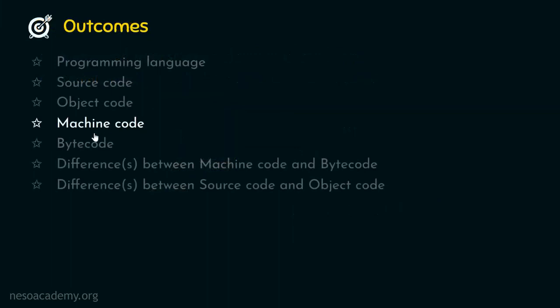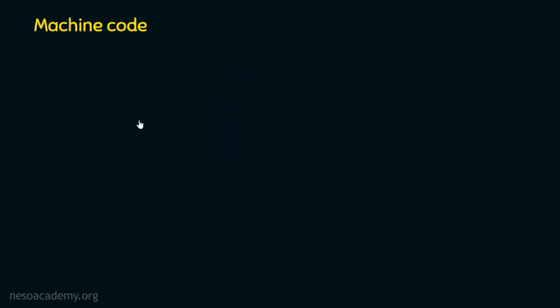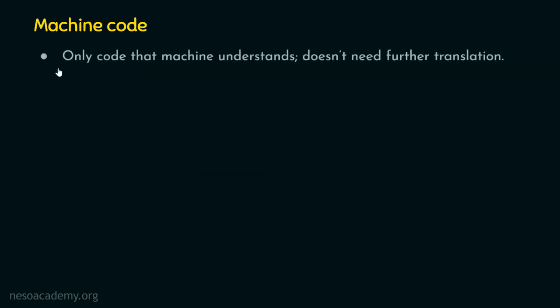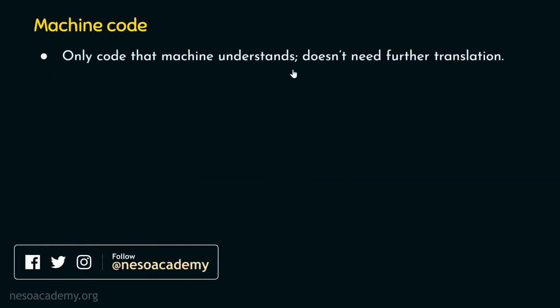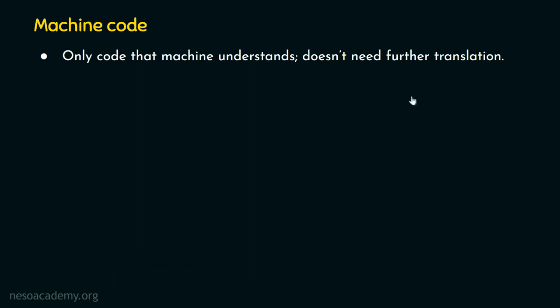Let's see what exactly is a machine code. Previously, under object code, we read that it comprises machine code, bytecode, or both. Well, machine code is the only code that a machine understands, and it doesn't need any further translation in order to be executed or processed by the computer. Earlier, under the object code part, we read that object code is generated from source code via a translator software. Machine code is the final form which the machine processes, and when I say final, I mean that it does not need any further translation in order to be processed by the machine or the computer.